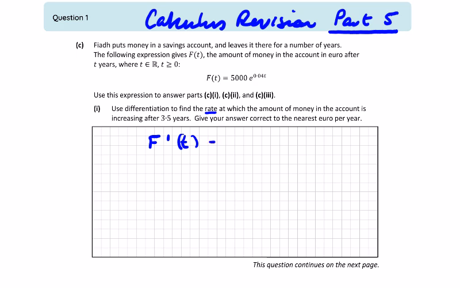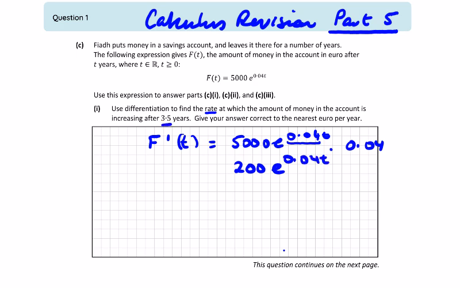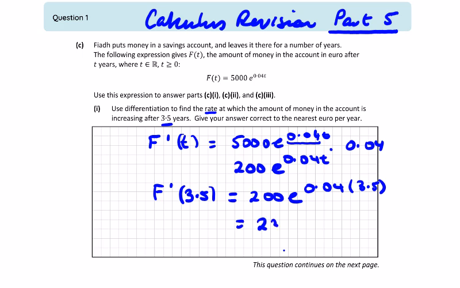E to the power of x goes to e to the power of x, so 5,000 e to the power of 0.04t goes to the same thing, and then we multiply by the differentiated power, which is 0.04. 4% of 5,000 is 200, so we get 200 e to the power 0.04t, and we're told t is 3.5, so f prime 3.5 is equal to 200 e to the power 0.04 by 3.5, and that gives 230 euro per year as the rate of change when t is equal to 3.5.